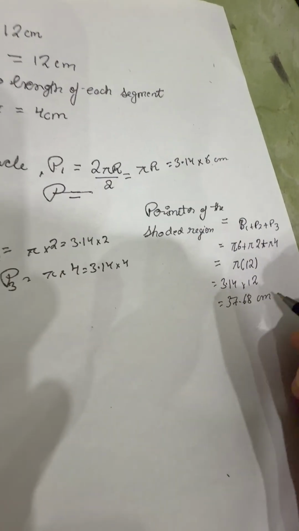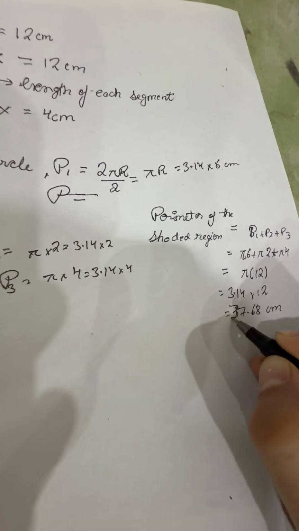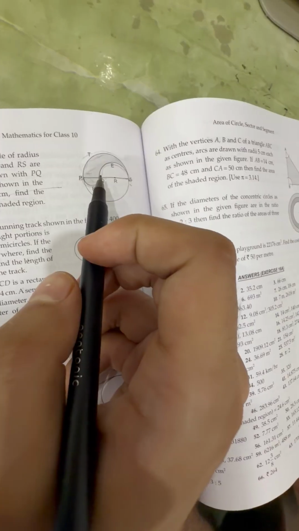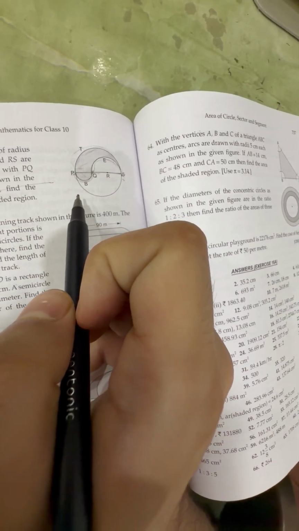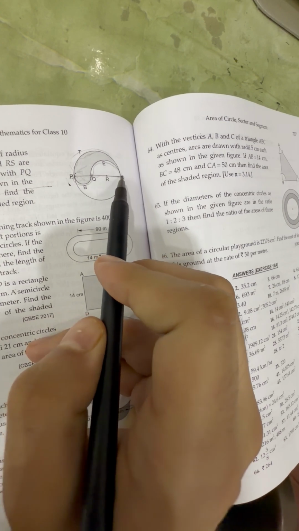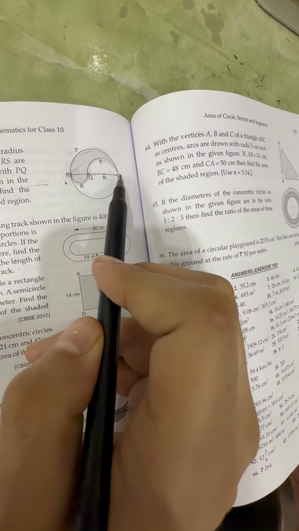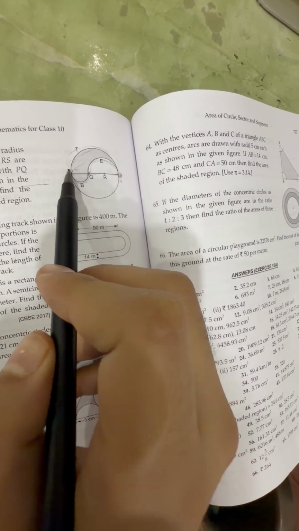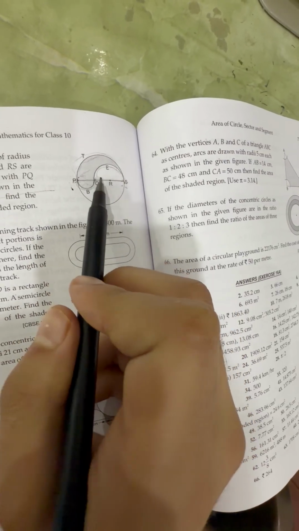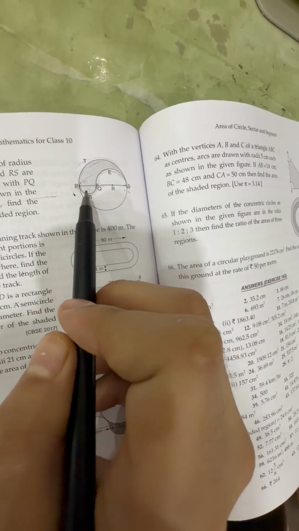0.68 centimeter. Now we have to find the area of the shaded region. How can we calculate this area? So this is very easy. First of all, we will calculate the area of this whole PQRS semicircle. From this semicircle, we will subtract the area of the QQS semicircle and add the area of PBQ.